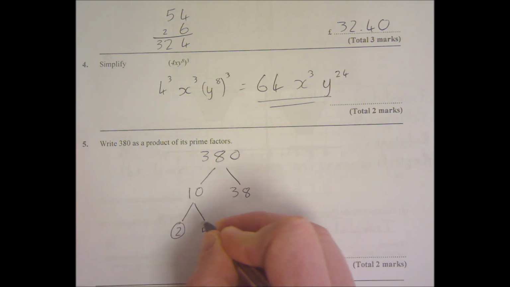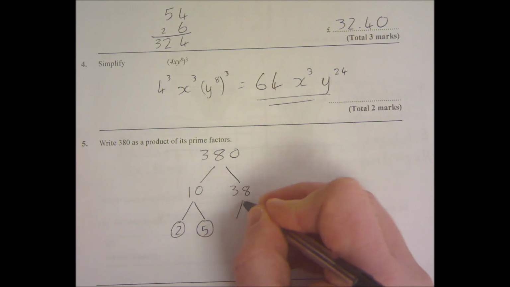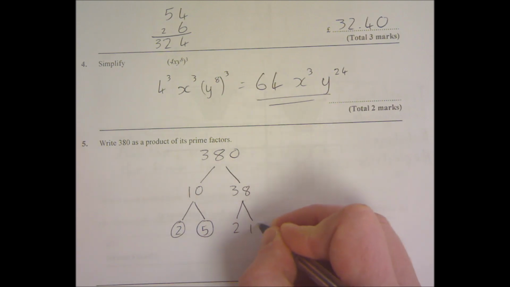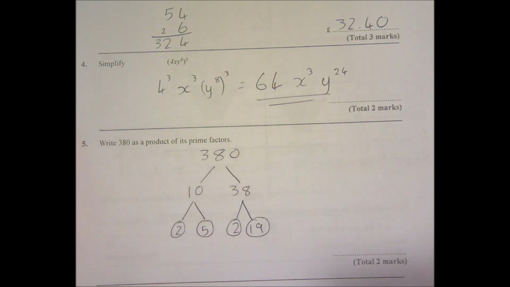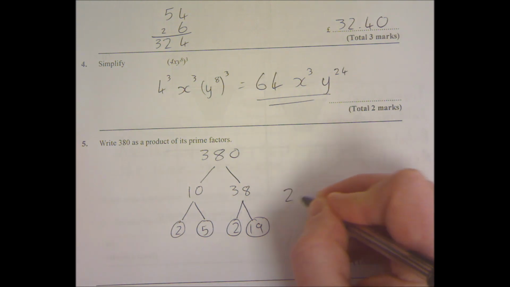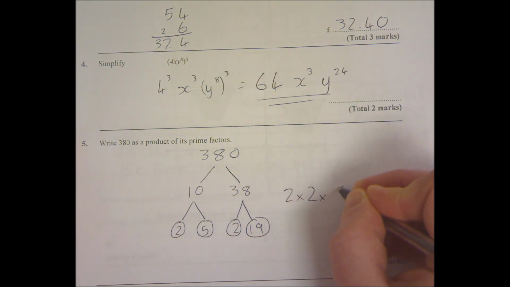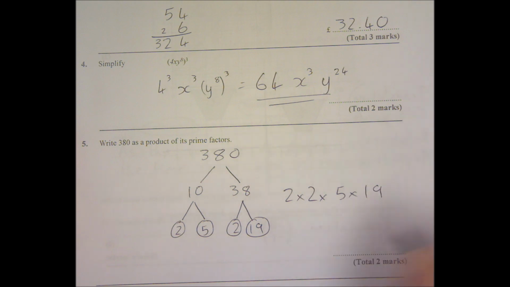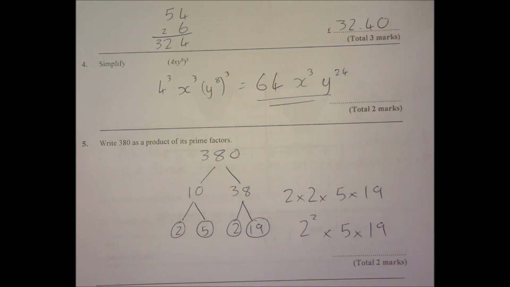10 is 2 and 5. Both of those are primes, so I circle them. 38 is 2 and 19. Again, I'm going to circle them. So that's 2 times 2 times 5 times 19. And then it's always worth writing this in a power form. So we've got 2 squared times 5 times 19.